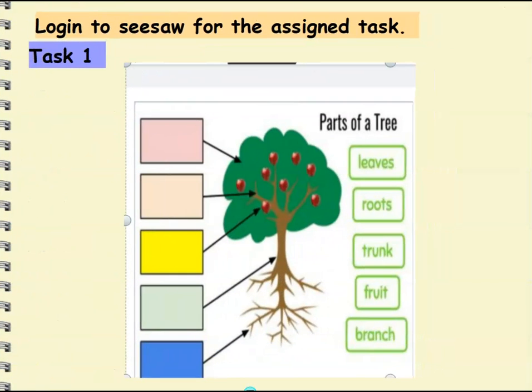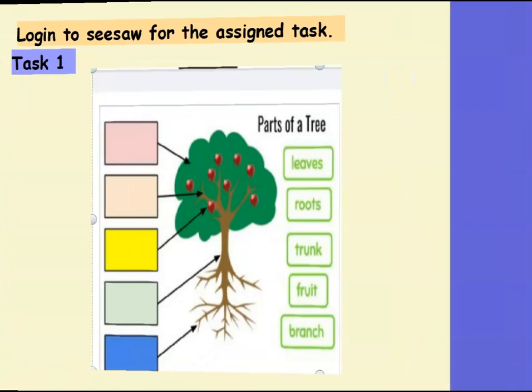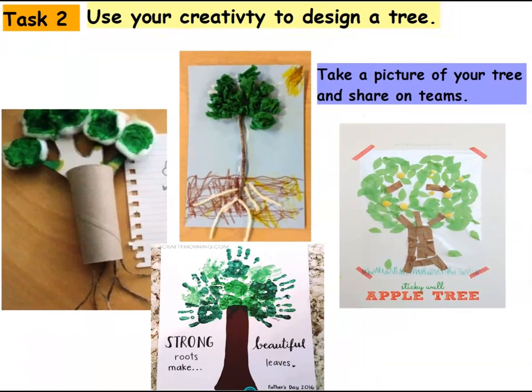Now it's our activity time. For your activity, you need to log into Seesaw for your assigned task and do this task. You need to label the parts of a tree. Then I want you to use your creativity to design a tree. You can use anything to design a tree. You can use paints, you can use color papers, you can just draw using your color pencils.